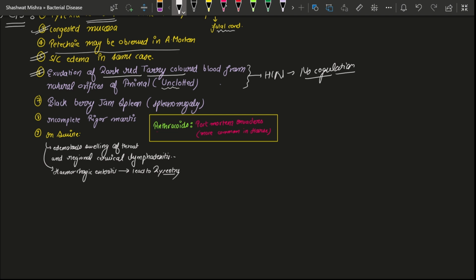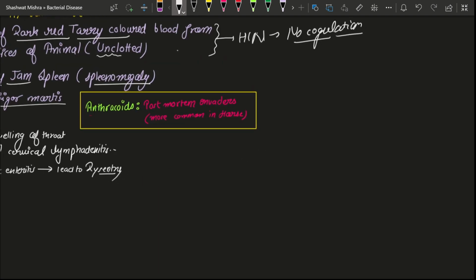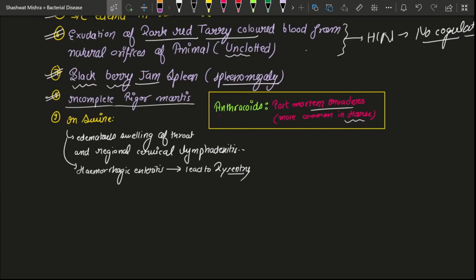Now coming to the next point, the splenic condition. There would be splenomegaly, and the appearance of the spleen will be like blackberry jam. There would be incomplete rigor mortis in the case of anthrax, and there are anthracoids. These are the postmortem invaders, most commonly seen in horses. The postmortem invaders are known as anthracoids, like Clostridium also.